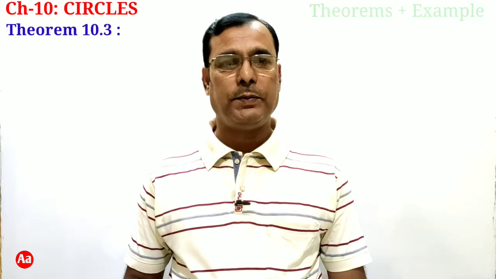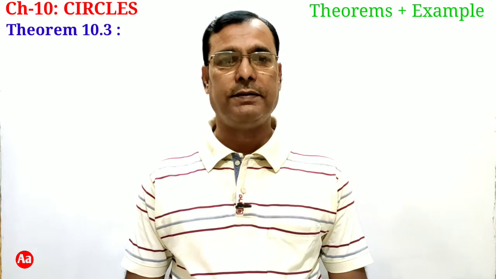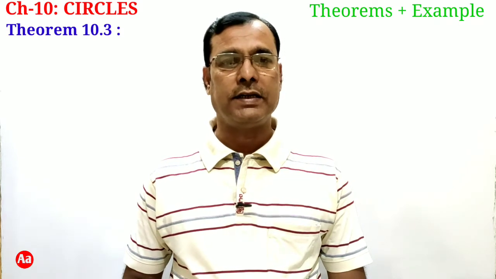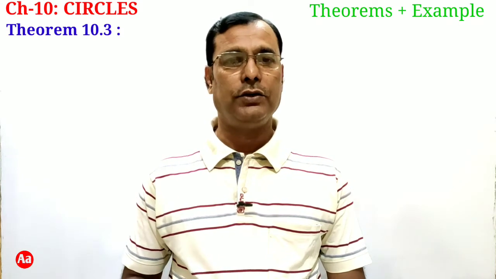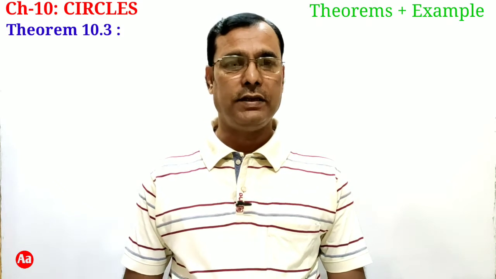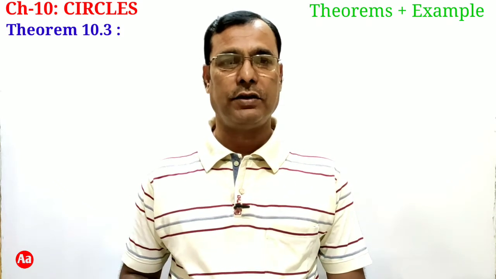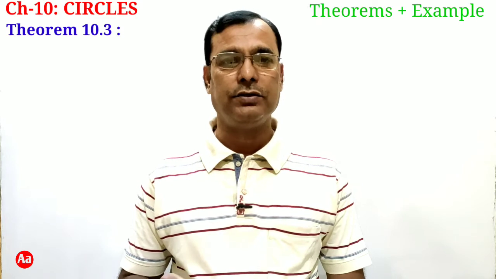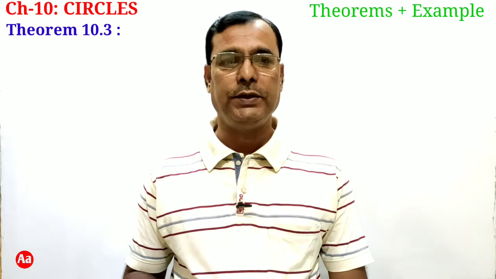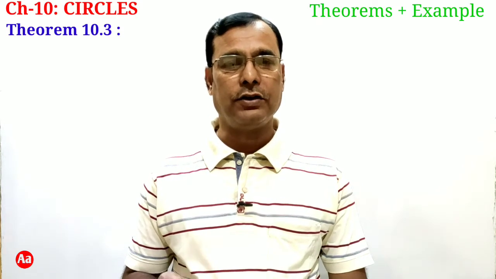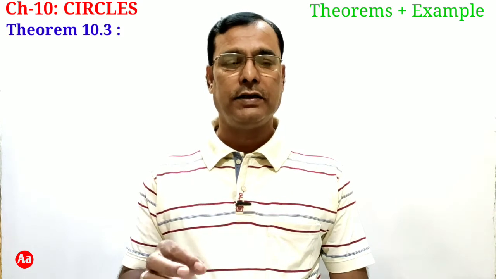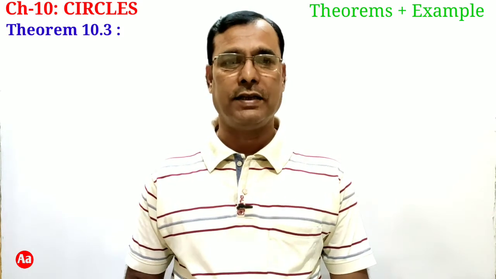Let's see theorem 10.3. The perpendicular drawn from the center of a circle to a chord bisects the chord. We are going to prove this theorem. In this theorem, a perpendicular is drawn from the center of a circle to a chord, and we have to prove that this perpendicular drawn from the center of the circle to the chord bisects the chord.